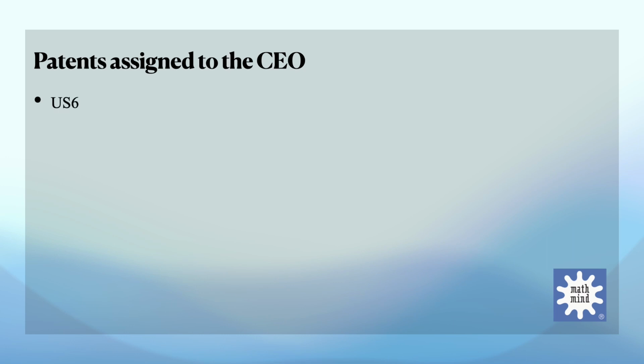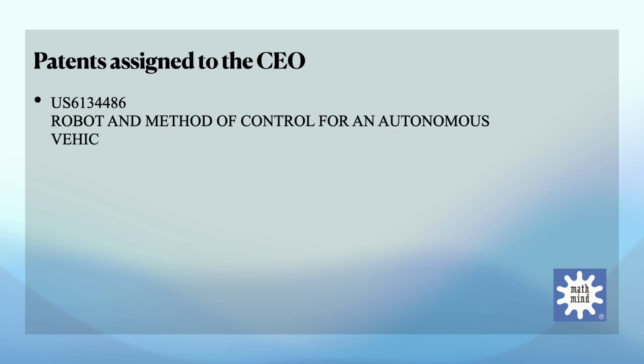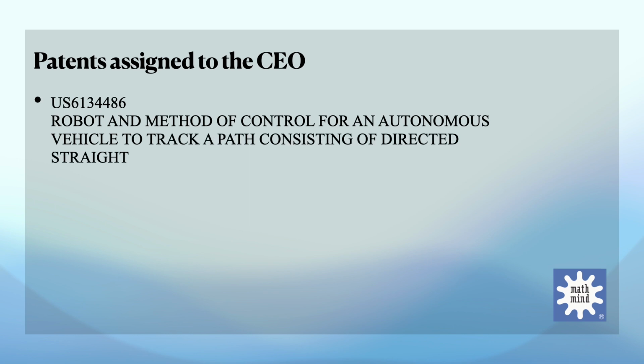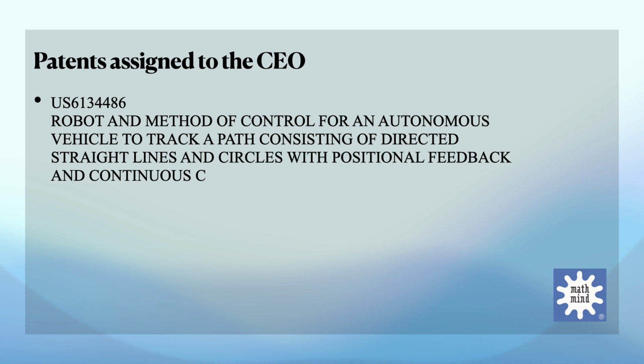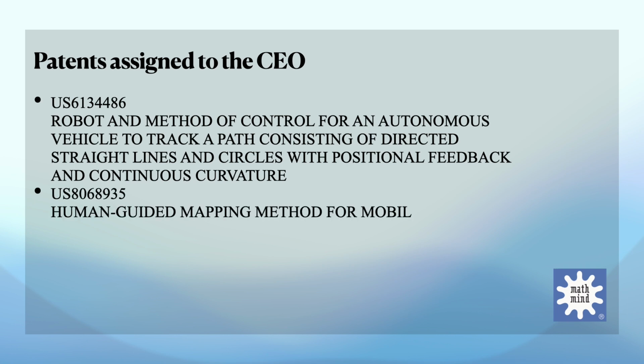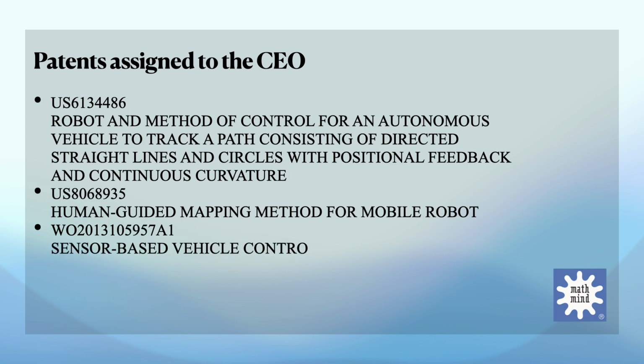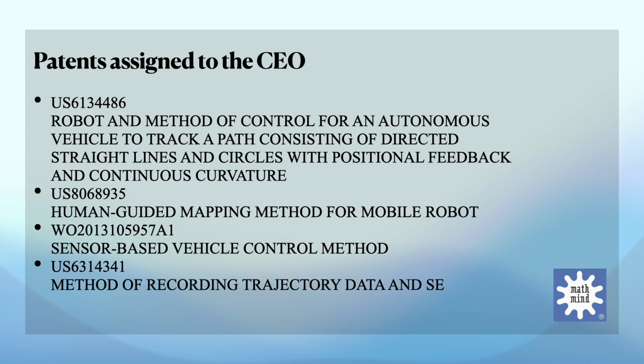Patents assigned to the CEO. US 6134486. Robot and method of control for an autonomous vehicle to track a path consisting of directed straight lines and circles with positional feedback and continuous curvature. US 8068935. Human-guided mapping method for mobile robot. WO2013105957A1. Sensor-based vehicle control method. US 6314341. Method of recording trajectory data and sensor data for a manually driven vehicle.